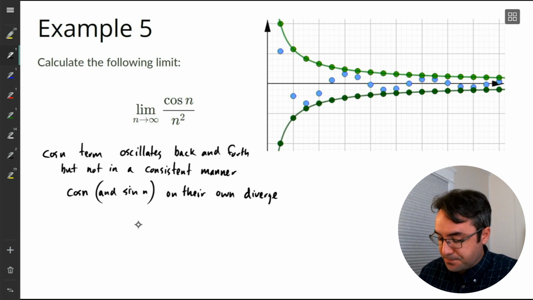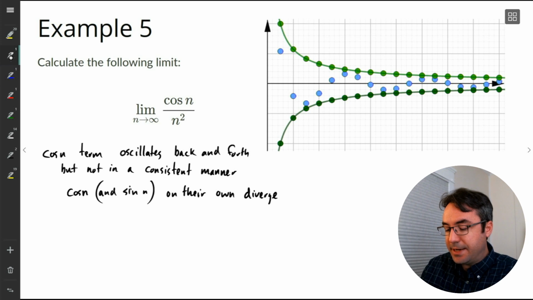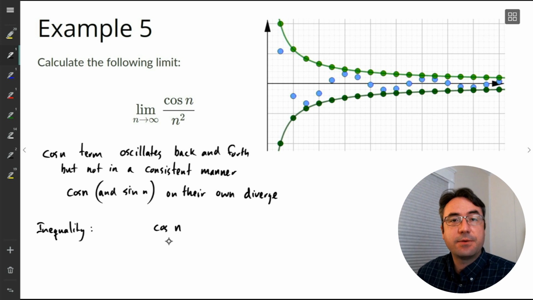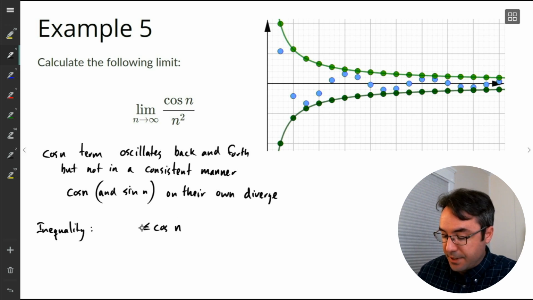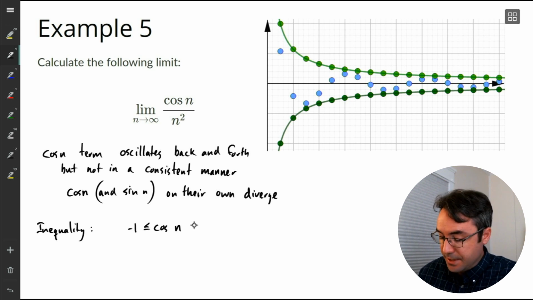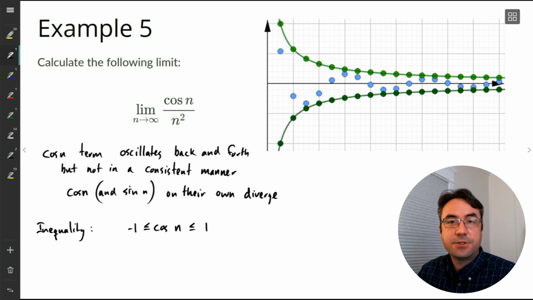And we can do it. There's a trig inequality that's true for both cosine and sine. We know cosine of n, and cosine in general, the lowest it ever gets is -1, and the largest it ever gets is +1. And that's true for sine as well. So cosine and sine are always stuck in between -1 and +1.